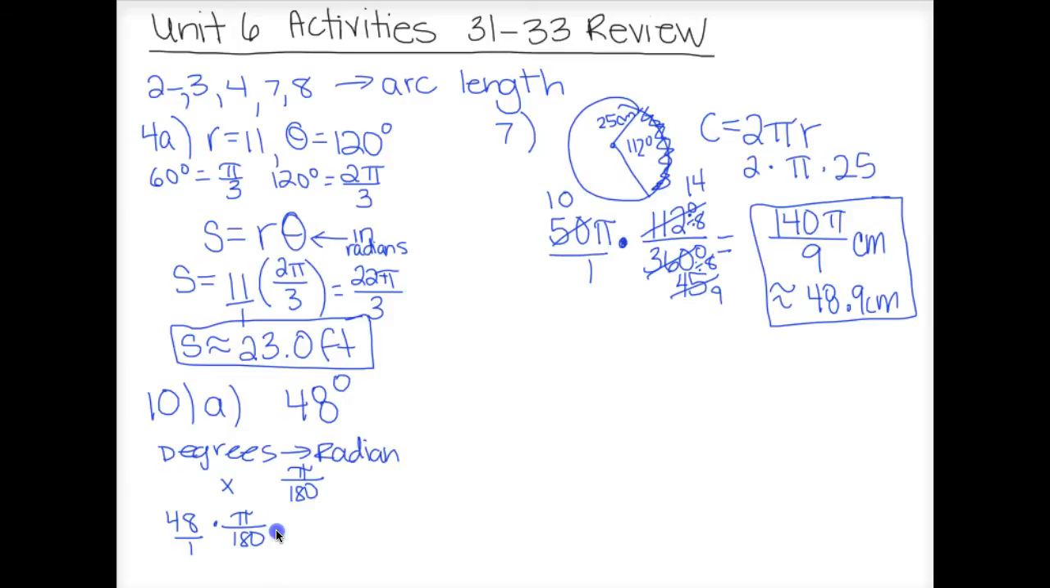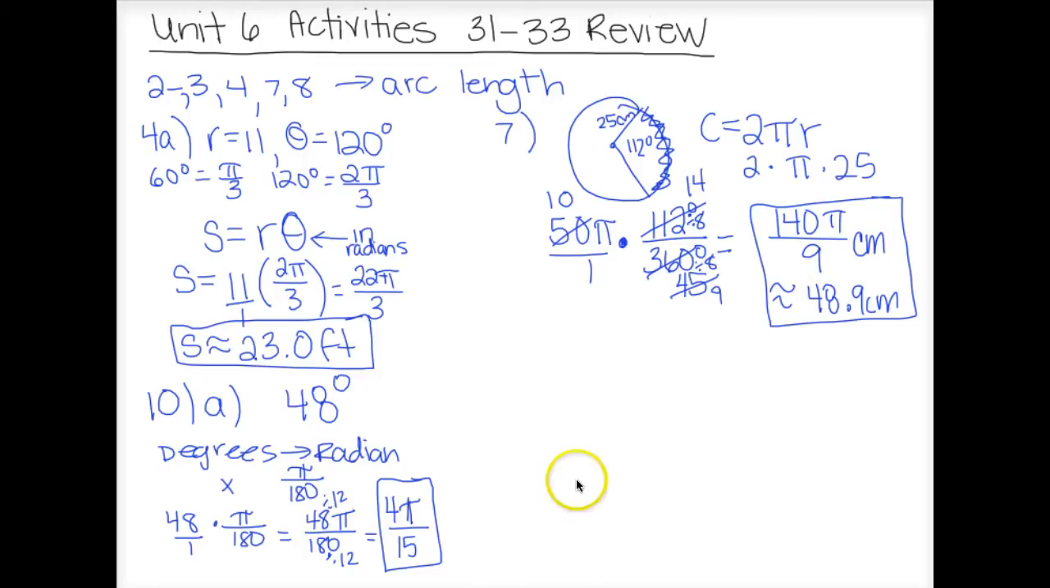Certainly you can multiply first and then reduce, or reduce first and then multiply. Does not matter. If I multiply first, I end up with 48 pi over 180, and then I need to reduce these. The biggest number that both of those are divisible by is 12. If I divide 180 by 12, that gives me 15. If I divide 48 by 12, that gives me 4. So that gives me 4 pi over 15 is the radian equivalent for 48 degrees. When we go from degrees to radians, this is always our process.